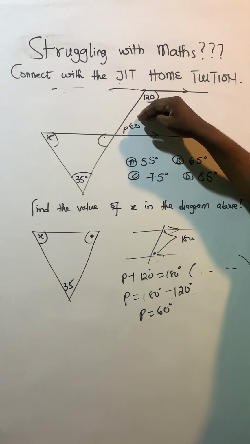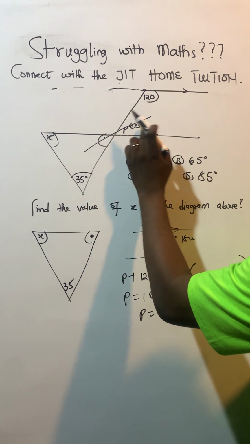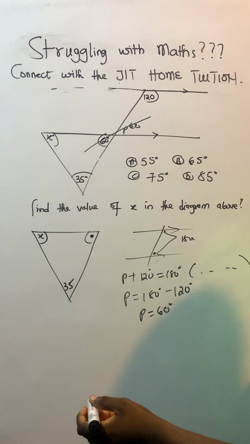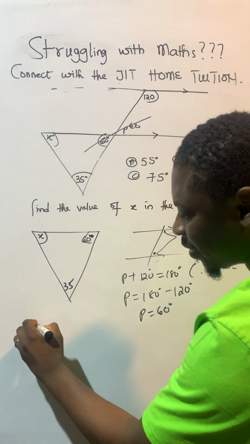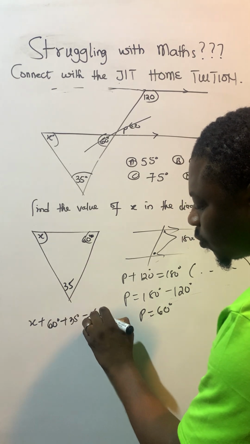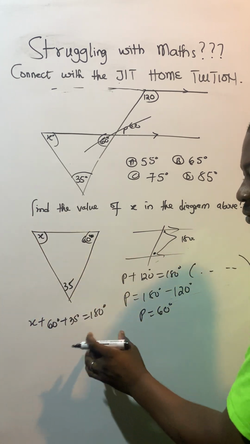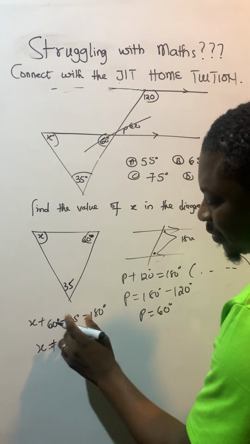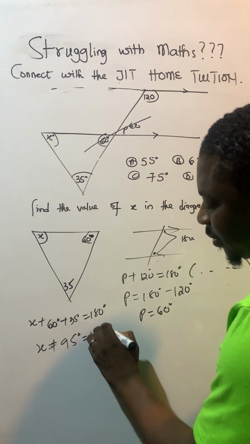Now, when you have the 60 here, what you have here is called vertically opposite angles, okay? Because of that, the angle at this side will become 60. So this side is 60. Then you come to this side, you have x plus 60 degrees plus the 35 degrees equals 180. Then you write your reason in brackets: the sum of angles in a triangle. So you have x, 60 plus the 35 gives you 95 degrees, equals 180.